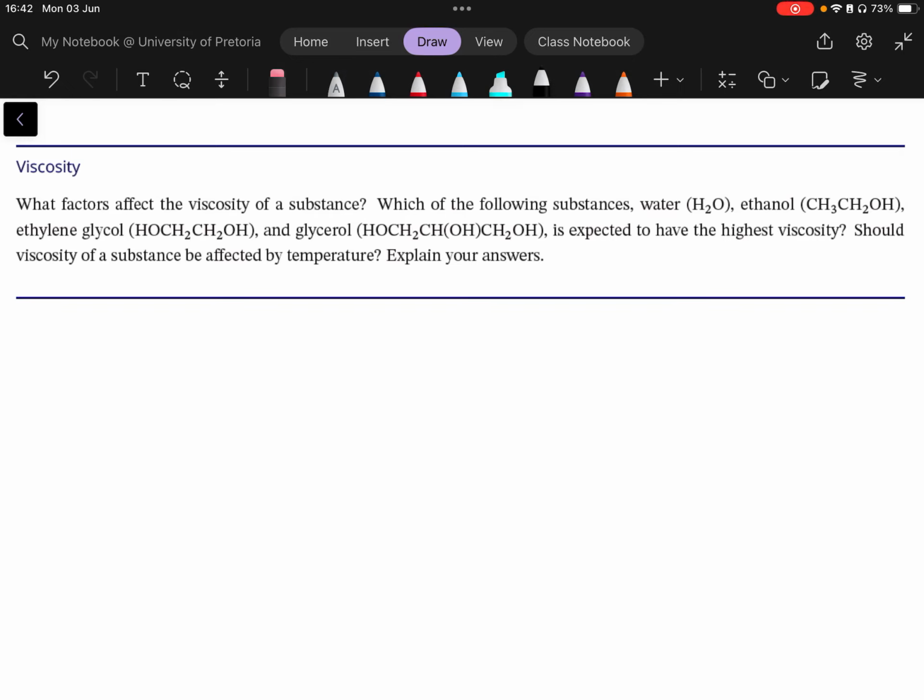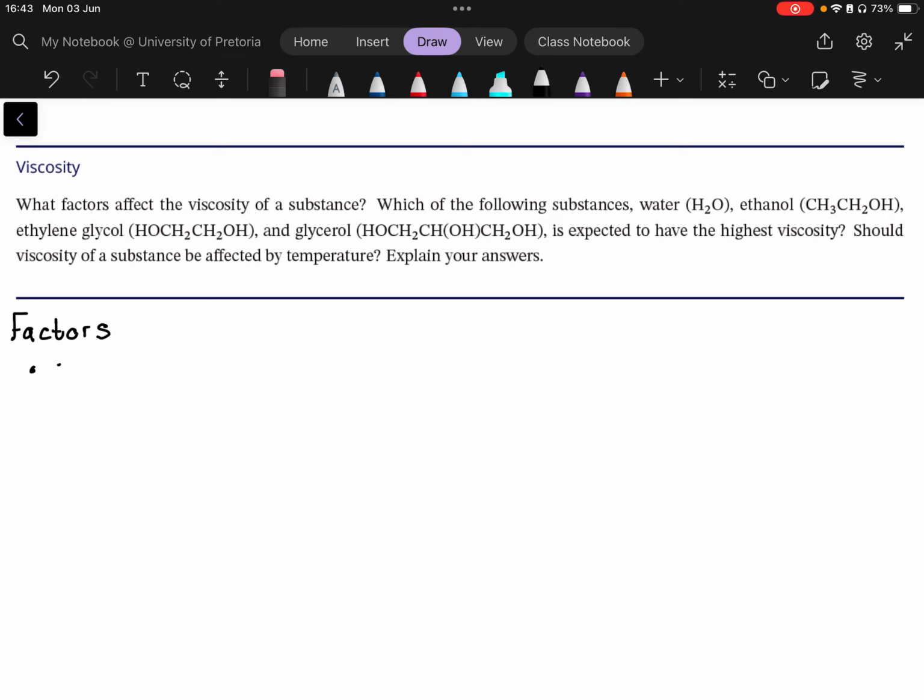Okay, so let's discuss the concept of viscosity. I want to start, before we read the entire question, with the first part. It says, what factors affect viscosity? Viscosity is essentially the idea of how substances flow, how easily something can flow. If I have a higher viscosity, honey is very viscous. It flows slowly and it's very thick, whereas water flows easily. So, what are the factors that influence viscosity?